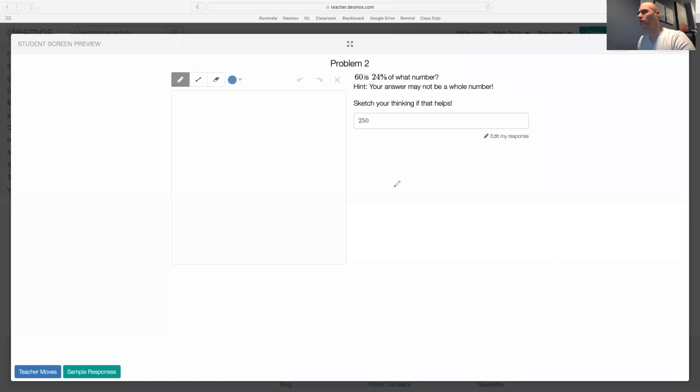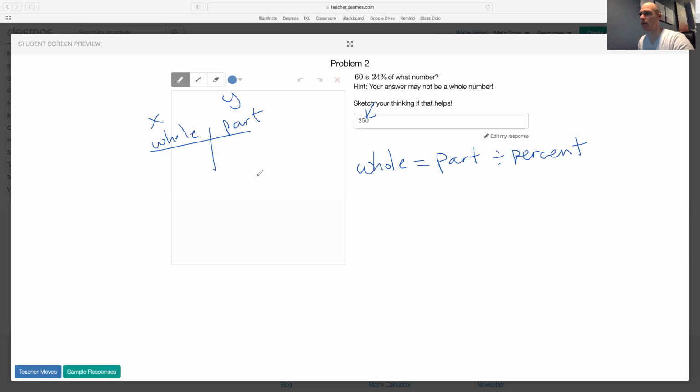And so, as you can see, I already have the answer here. So that's going to wind up being the answer, but let's get it. If you're in my class, you should be using this formula: whole equals part divided by percent. And if you're in Mr. Wong's class, you might be doing it more like this, where you have a table and your X value, which is always the whole, goes over here, and your Y value, which is always the part, goes over here.